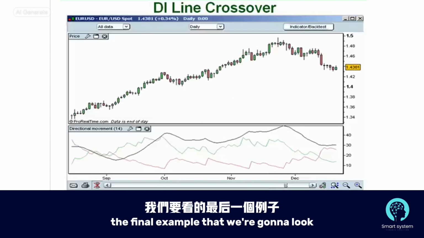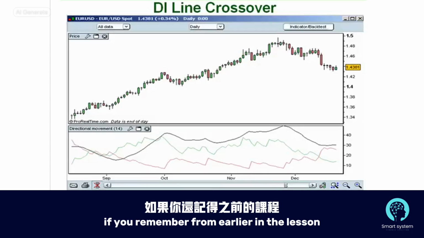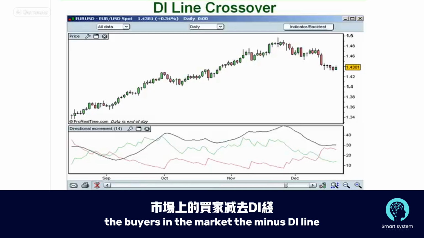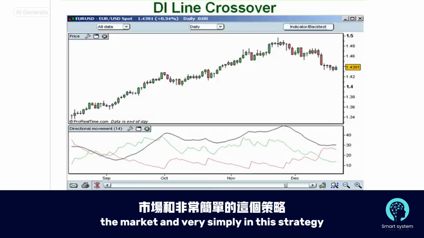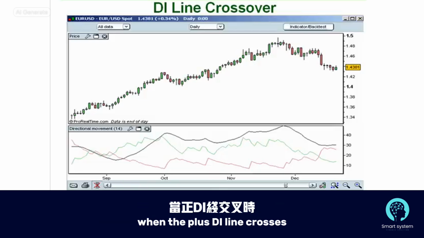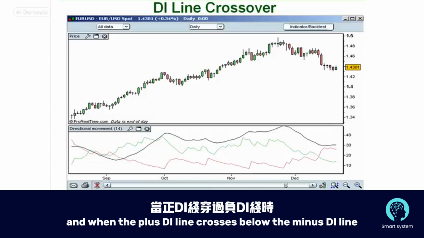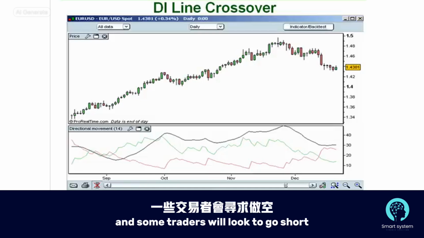The final example that we're going to look at is what's known as the DI line crossover. If you remember from earlier in the lesson, the plus DI line is representative of the strength of the buyers in the market, and the minus DI line, which is red here, is representative of the strength of the sellers in the market. Very simply, in this strategy, when the plus DI line crosses above the minus DI line, this is an indication that buyers are taking control in the market, and some traders will look to go long. When the plus DI line crosses below the minus DI line, this is an indication that sellers are taking control in the market, and some traders will look to go short.